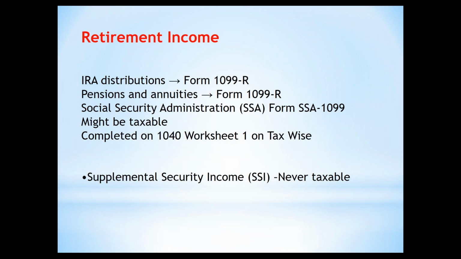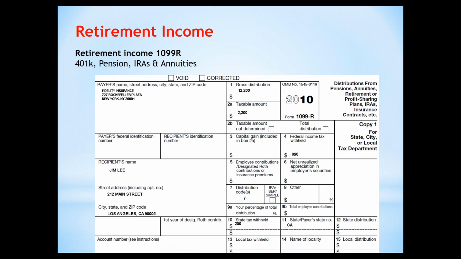Also keep in mind as we're going through this that Social Security income, SSI, is never on this federal tax return. It does get a little bit confusing and we'll go into more detail, but just keep in mind SSI is never on the federal side. So let's talk about this retirement income. Somebody may reference this as a 1099-R, they may reference it as a 401k, a pension, an IRA, an annuity. All of these things are reported on this 1099-R.